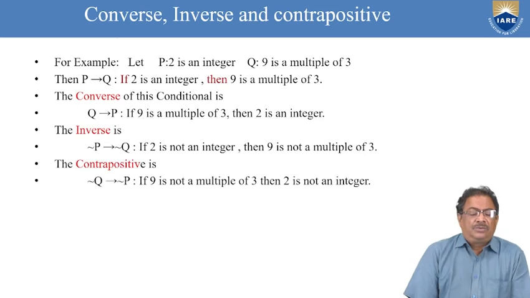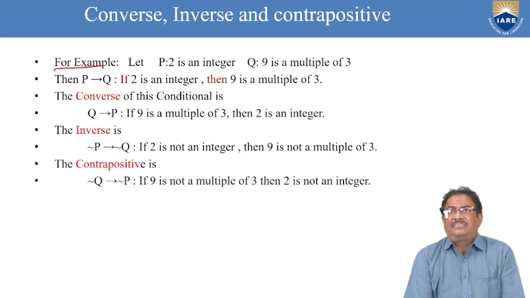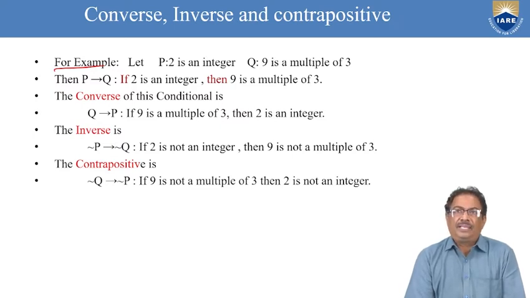Now, we consider one example. Let us say P is the proposition 2 is an integer, and Q is another proposition, 9 is a multiple of 3. Then the conditional if P then Q is: if 2 is an integer, then 9 is a multiple of 3. Now we write the converse of this conditional. The converse is if Q then P, that is, if 9 is a multiple of 3, then 2 is an integer.